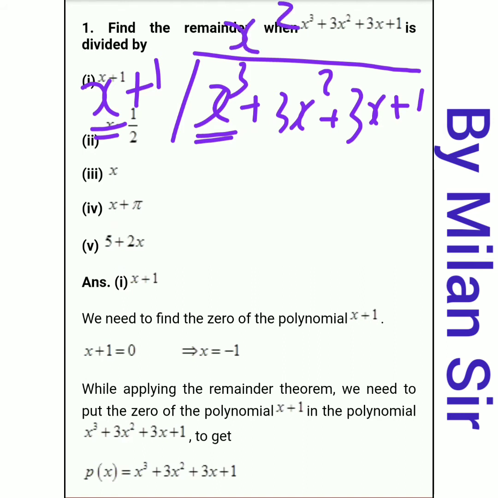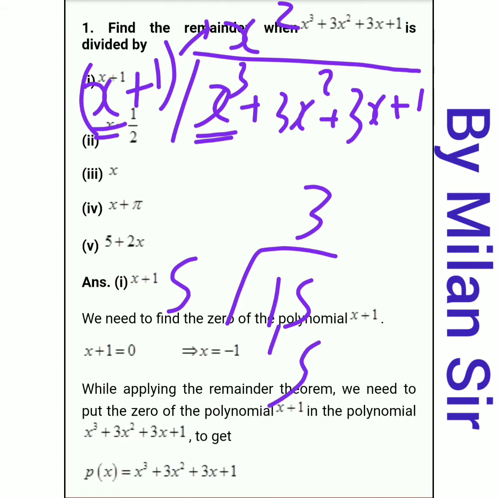Now we need to multiply x plus 1 with x square, as per the division process. Because if we divide 15 by 5, we write 5 3s are 15. That means we do the multiplication and write the answer here. Second, we do the subtraction, 15 minus 15 is 0. So at last we also need to do the subtraction process.